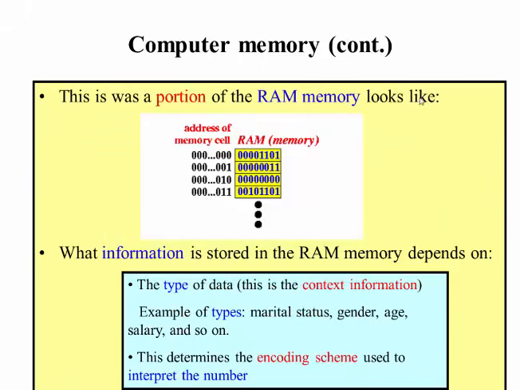This portion of the RAM memory looks like such. We've already discussed the memory addresses here, which have to be 32 bits, and our RAM memory, which is 8 bits, which makes a byte. But how information is stored in the RAM memory depends on two things: the type of data. This is the context information. So examples would be your marital status, your gender, your age, salary, and so on. This determines the encoding scheme used to interpret the number.